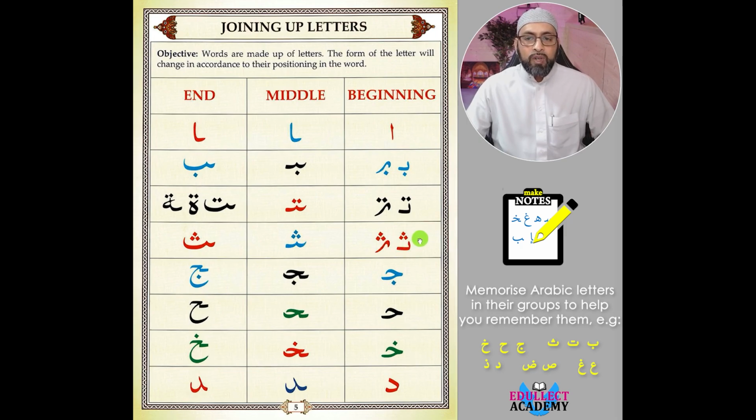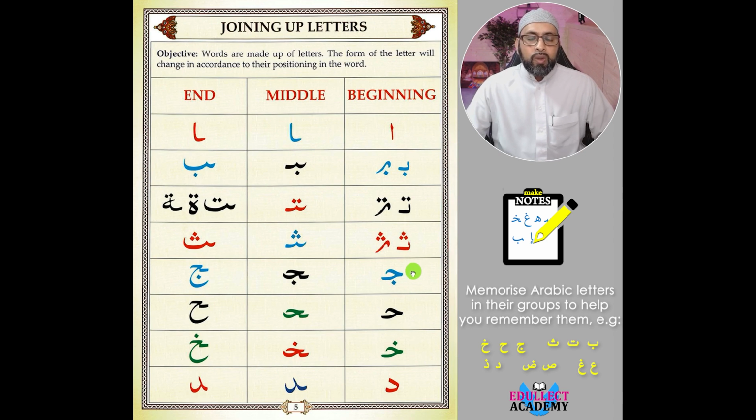So again, you've got tha, identical to the way that ta and ba are written, but the only difference is you have 3 dots. That's what you have to try and memorize. Then you move on to the jim, ha and kha.